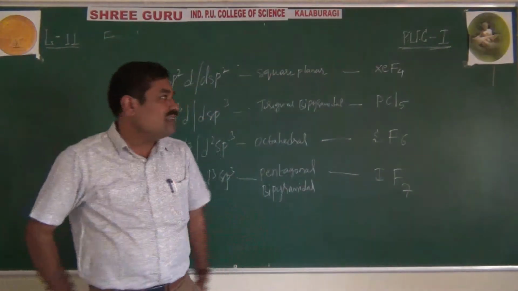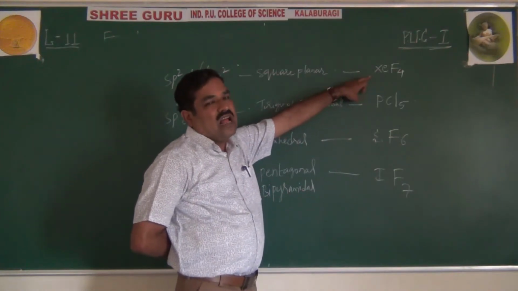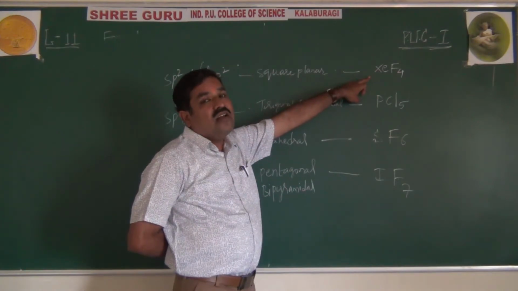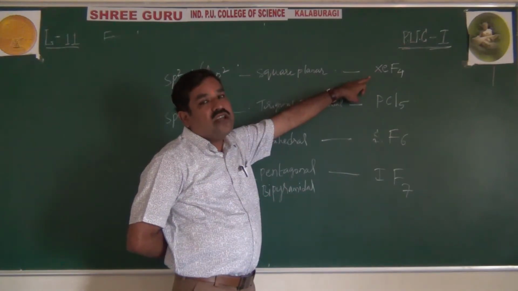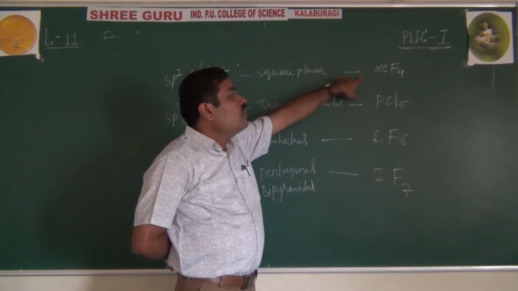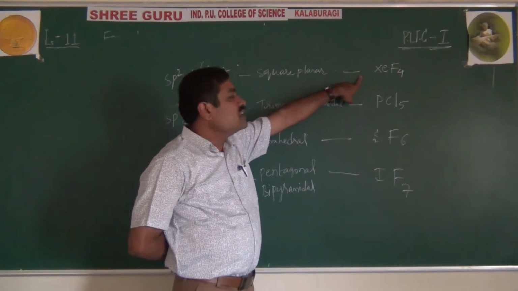What are the fixed bond angles here? I told you for sp it is 180, linear shape. sp2 trigonal planar 120. sp3 tetrahedral 109.28 or 109.5. Like this here, dsp2 square planar, all four bond angles are 90 degrees.